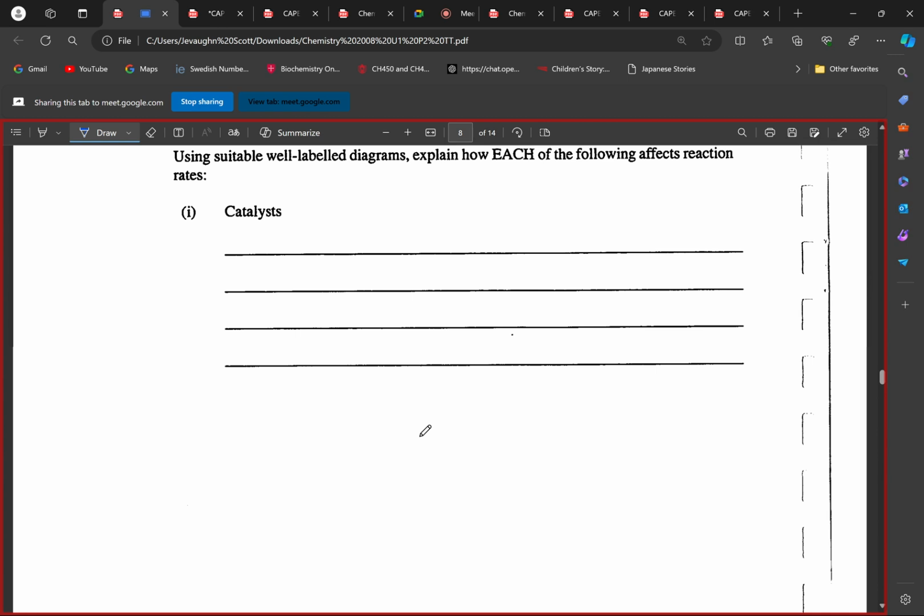Guys, you can still see my screen, hopefully, because I'm not sure why it comes off sometimes. All right, so the catalyst. How do catalysts affect the rate of reaction? It creates an alternate pathway. It's an alternate pathway, lovely.